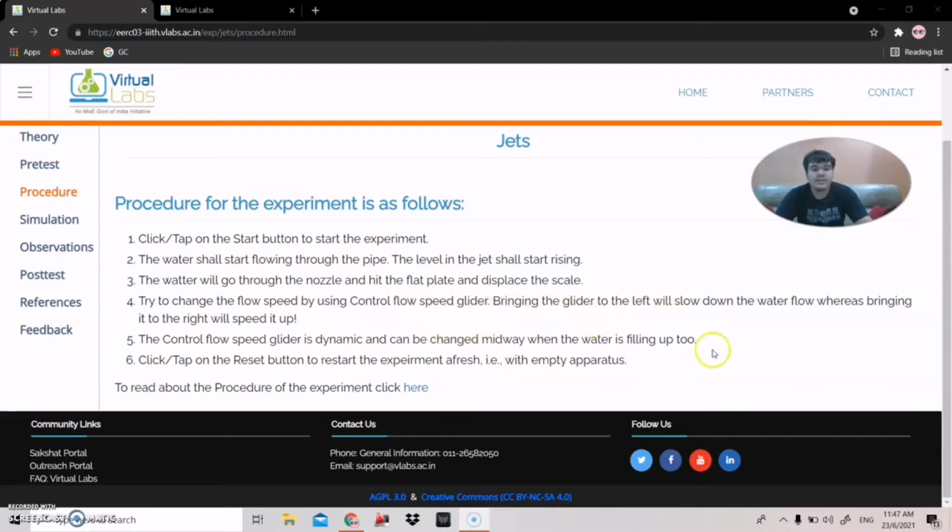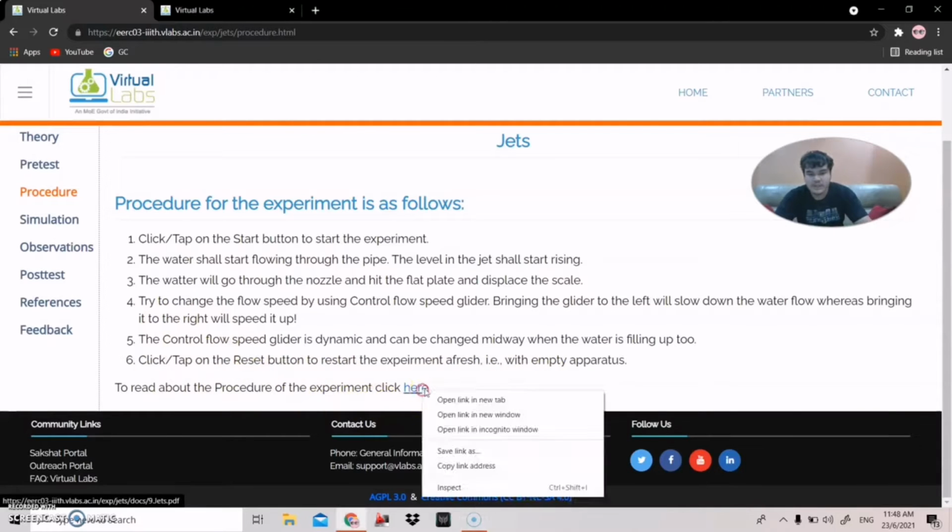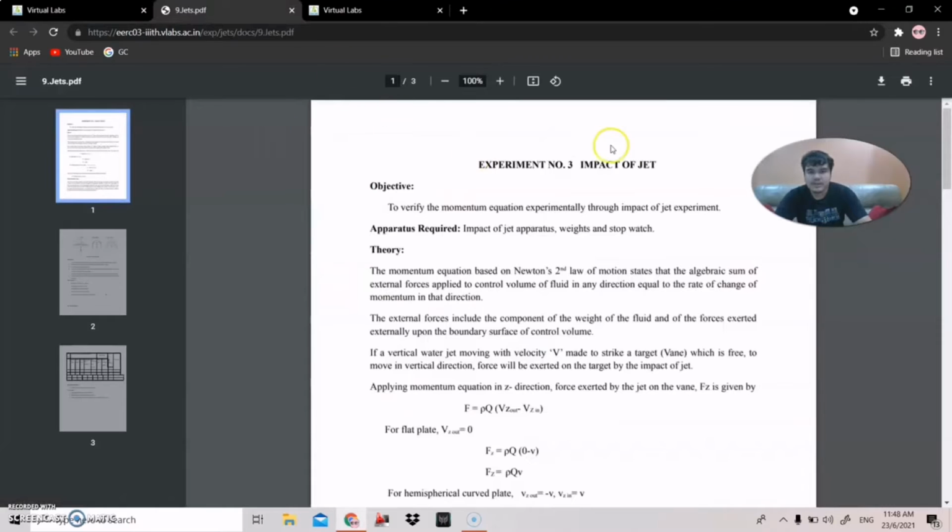Bringing the glider to the left will slow down the water flow, whereas bringing it to the right will speed it up. Number 5, the control flow speed glider is dynamic and can be changed midway when the water is filling up too. Number 6, click or tap on the reset button to restart the experiment afresh, i.e. with empty apparatus. To read about the procedure of the experiment, click here. Okay, let's click.